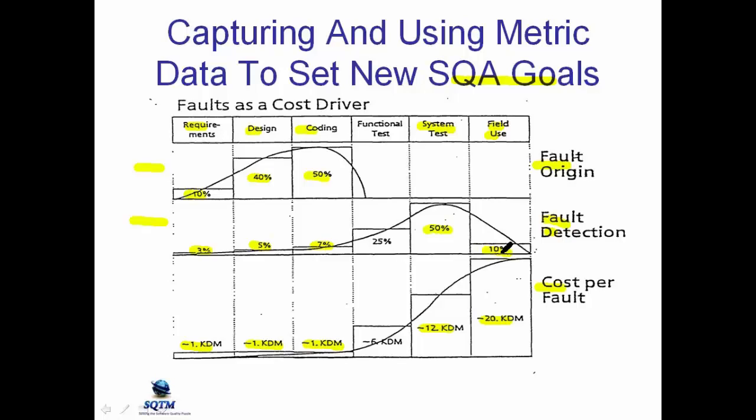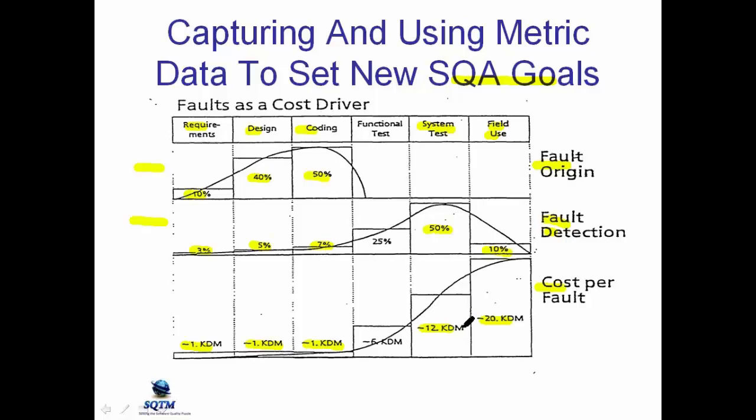So how do you do that? You don't just send out a memo saying you only found 10% in the system. It went to the software process improvement group and said, what more could we do in the requirements phase? Do we have reviews? Do we have walkthroughs? What more could we do here? We'd like to spend more time and money here because if we find it here it only costs 1K a pop rather than 12K a pop or 20K a pop.